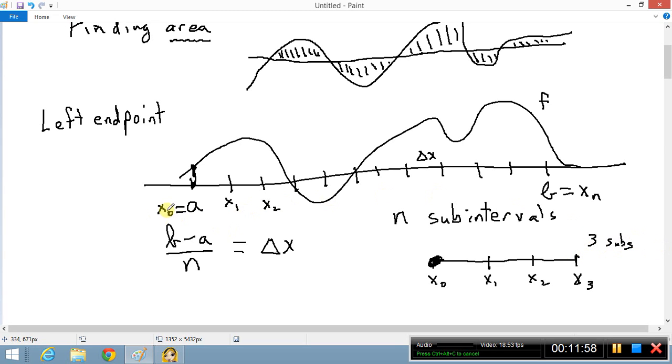And notice here, if we start counting with x sub 0 instead of x sub 1, this all works out beautifully. Starting the count at x sub 0, there are n plus 1 points, there are n plus 1 x values, and n subintervals.